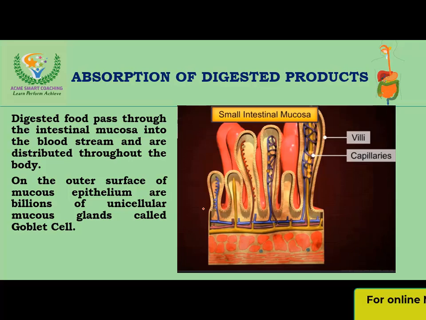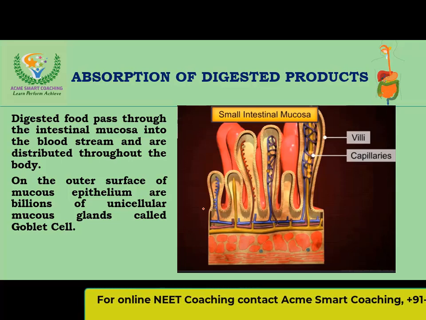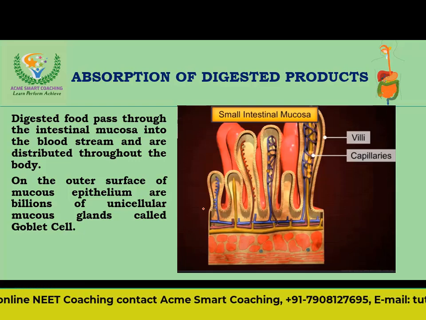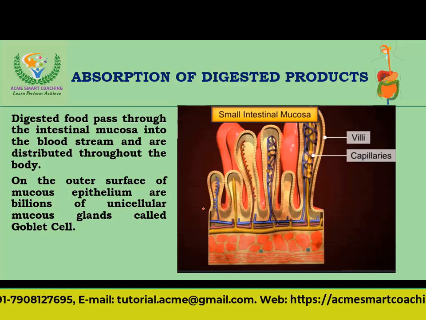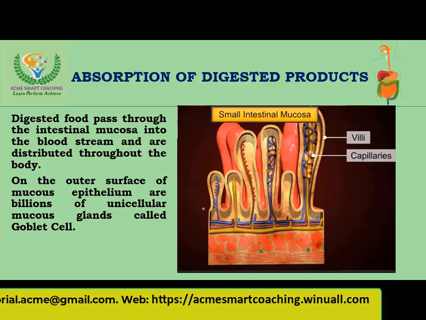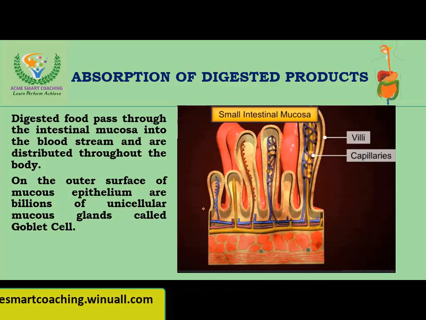Intestinal mucosa, the inner layer, is very important with regard to the absorption of digested products because they possess villi. They have a single layer of epithelium, and the foods that are absorbed through the intestinal mucosa are taken by the blood and reach different parts of the body with the help of blood flowing into the different parts.